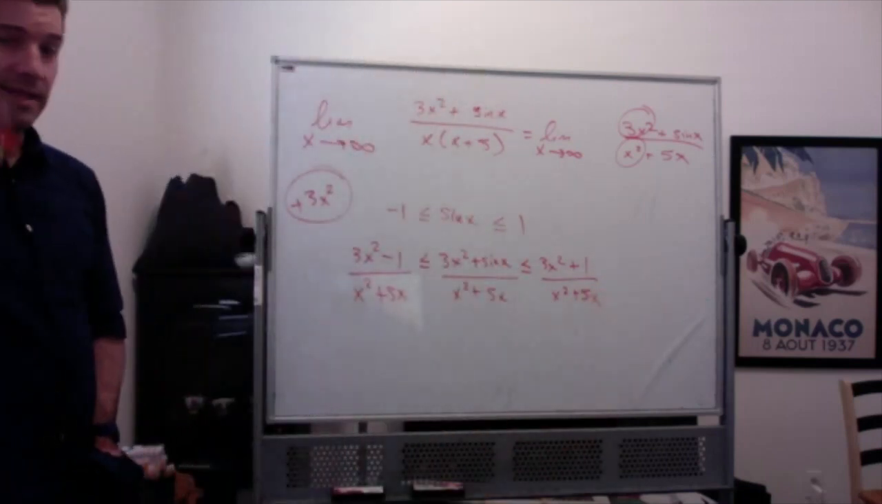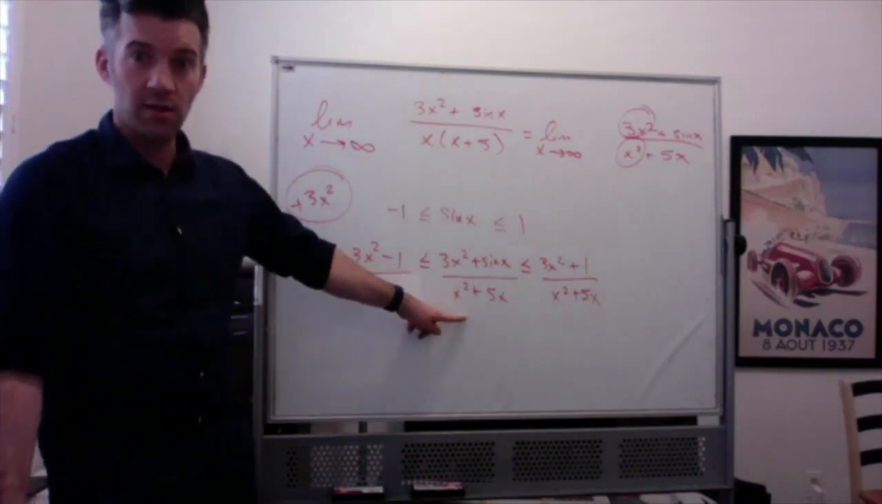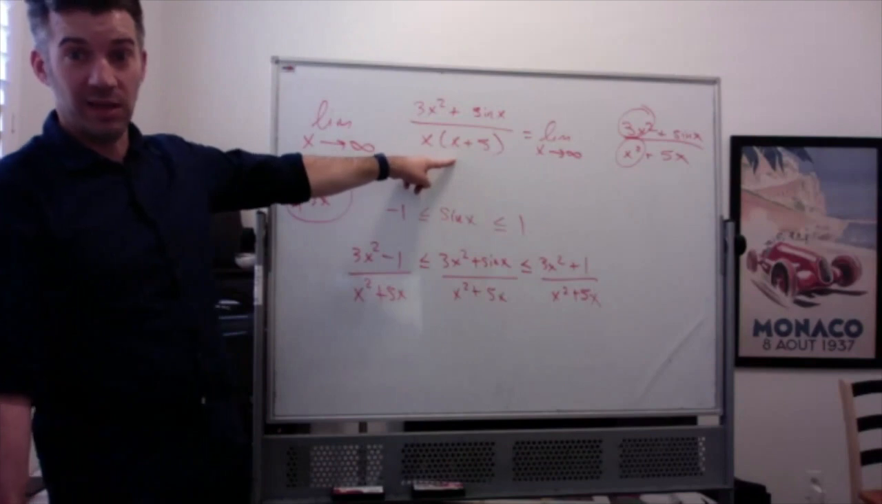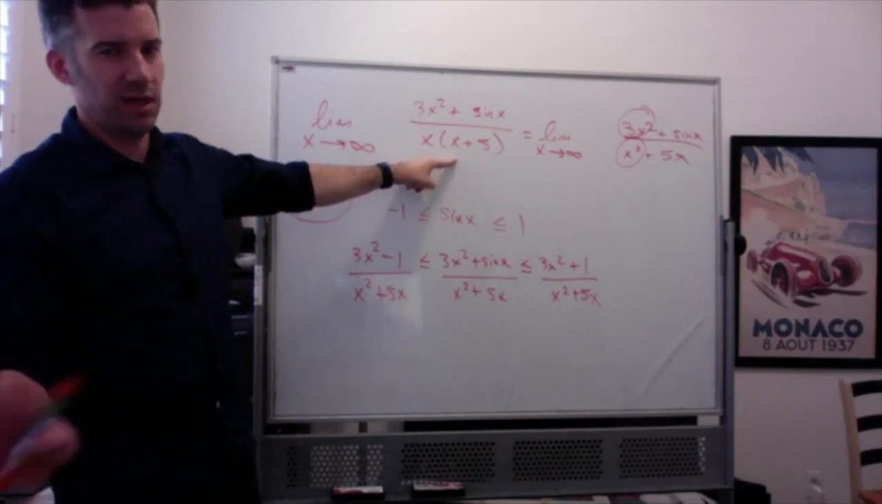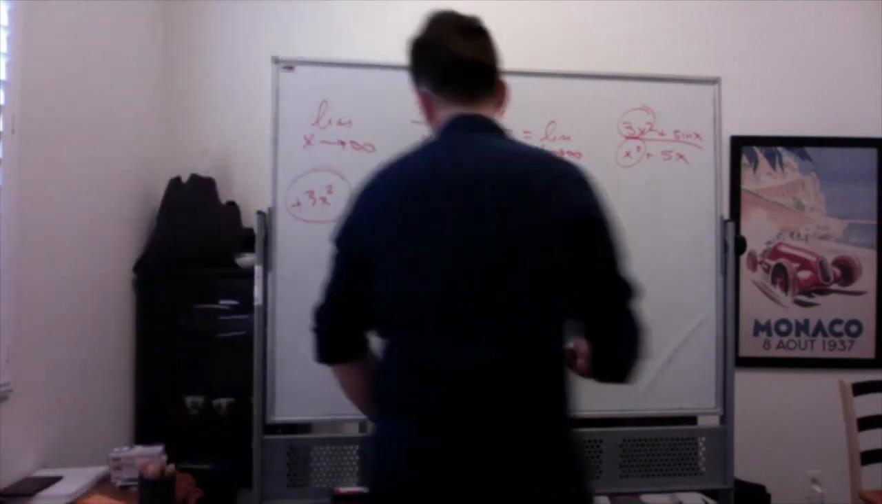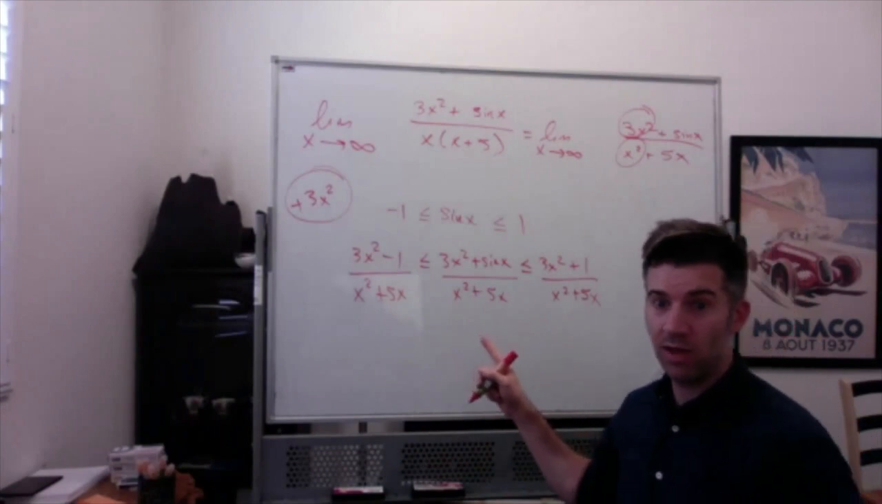Great. Now we have the middle of our compound inequality looking like the thing we want to take the limit of, and that is key. You have to get that. Well, there's another way to do it where you don't exactly have to get that, but I'll say that in a minute. So now, after you've got the middle looking like you want it to look, you take the limit of the other pieces.